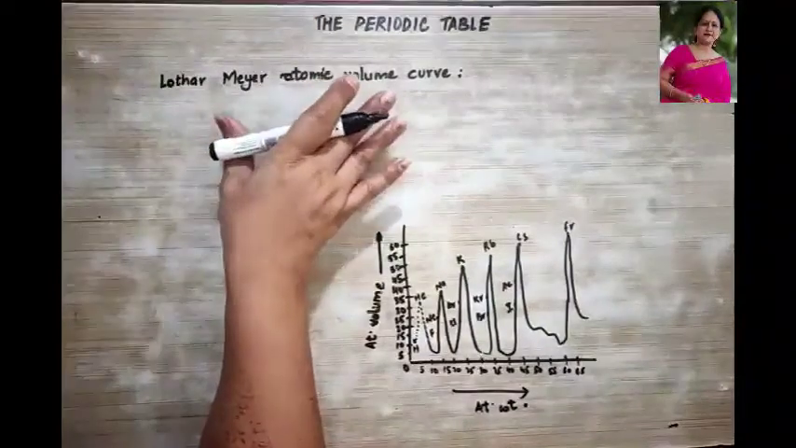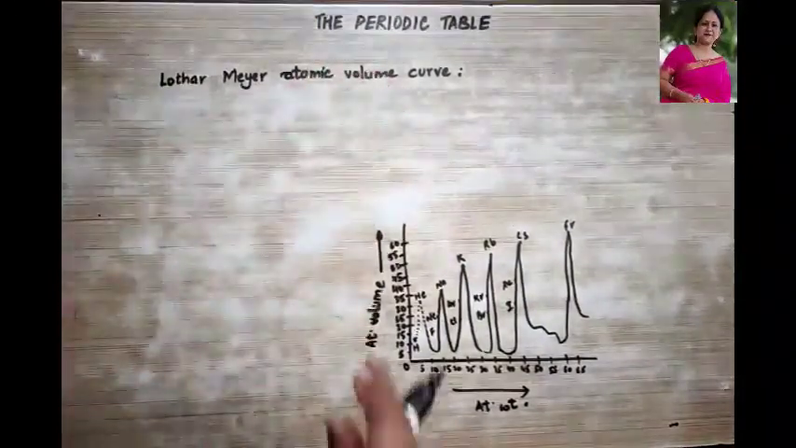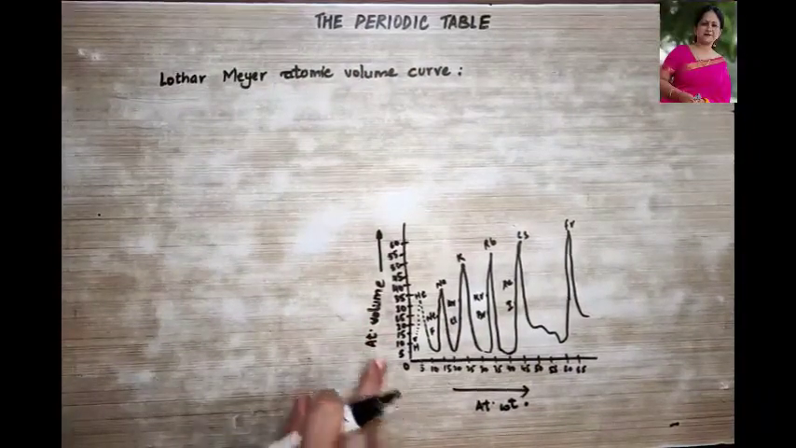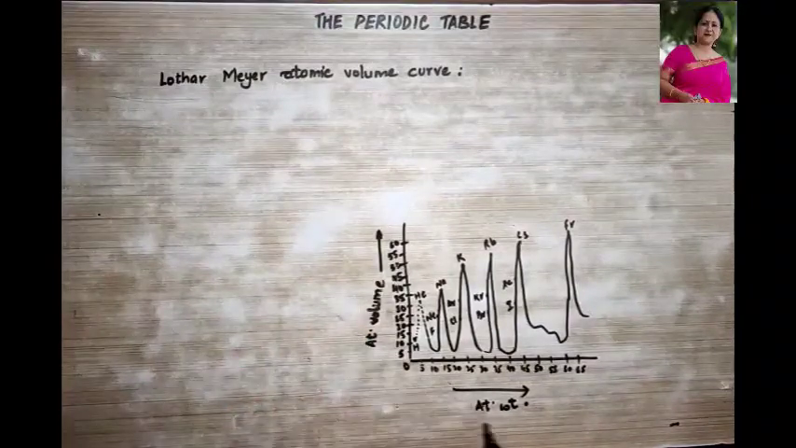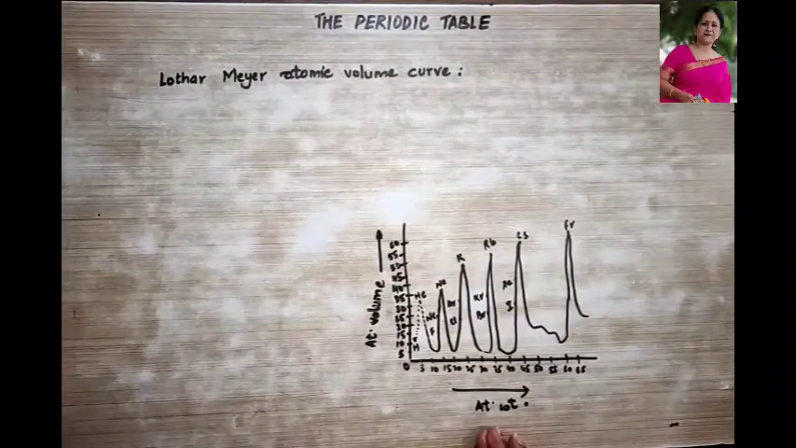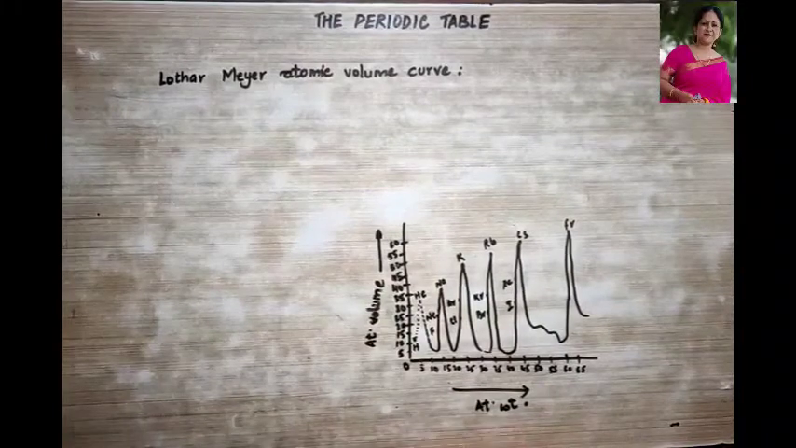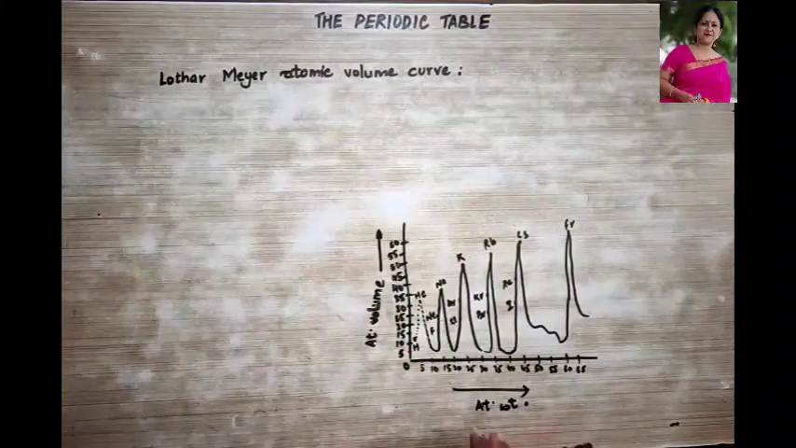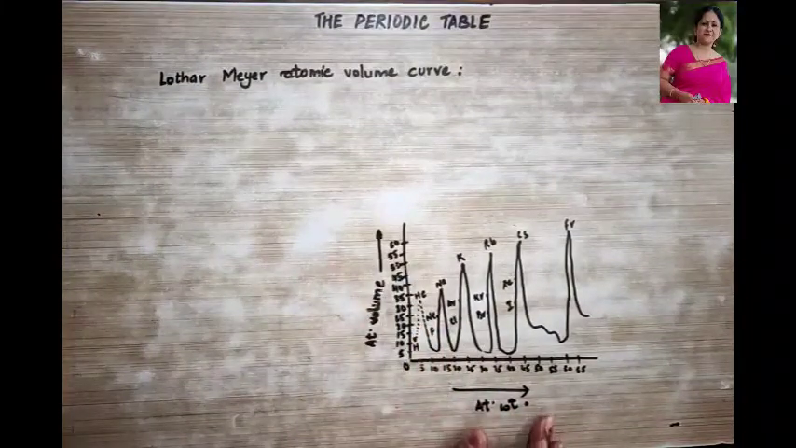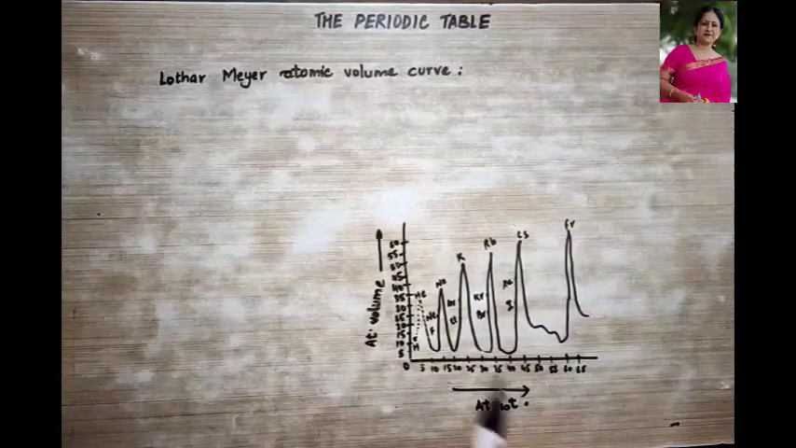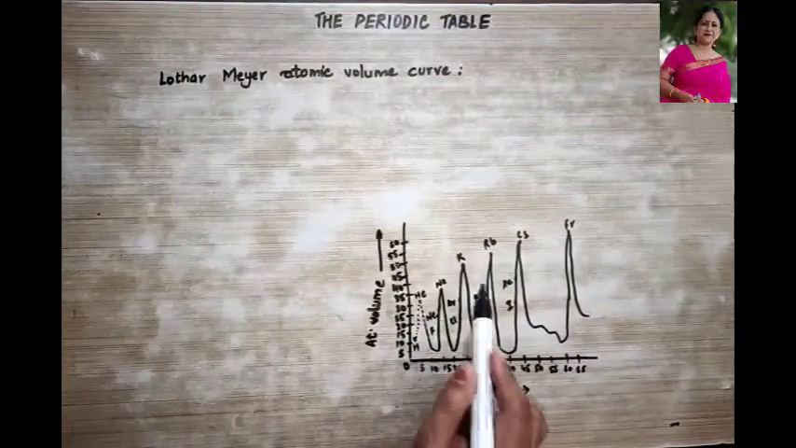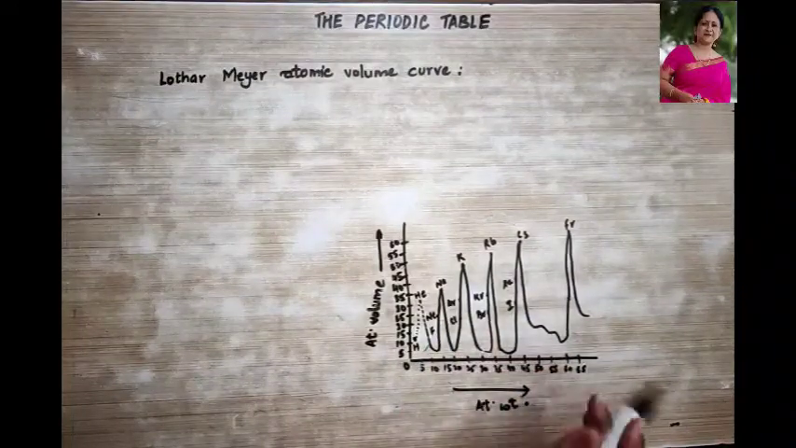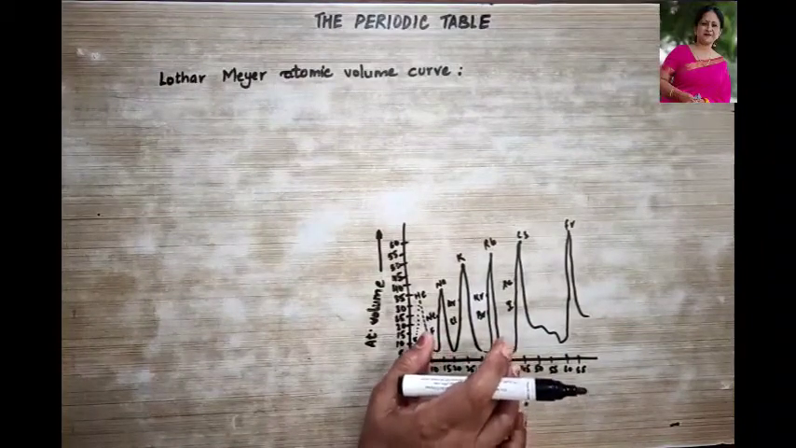Now Lothar Meyer in 1869 plotted a graph. See, I have drawn a graph beforehand for you to understand. He plotted a graph between atomic volume and atomic weight. As I told you earlier, the scientists were only focusing on atomic weight. So he plotted atomic volume against atomic weight, and this graph, if you can see, has crests and troughs, the peaks and the lower portions. So what are they called? They are called crests and troughs.